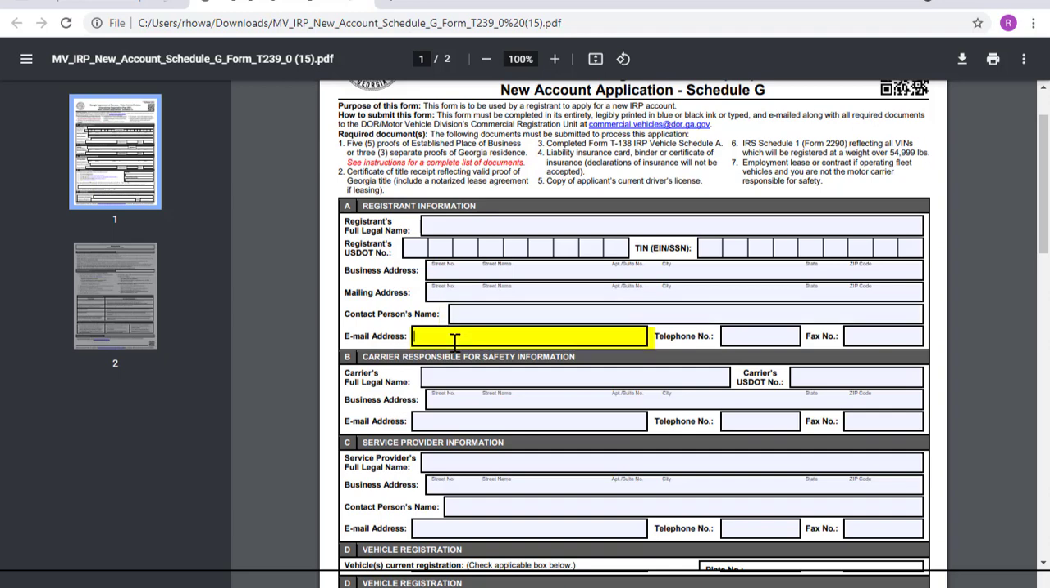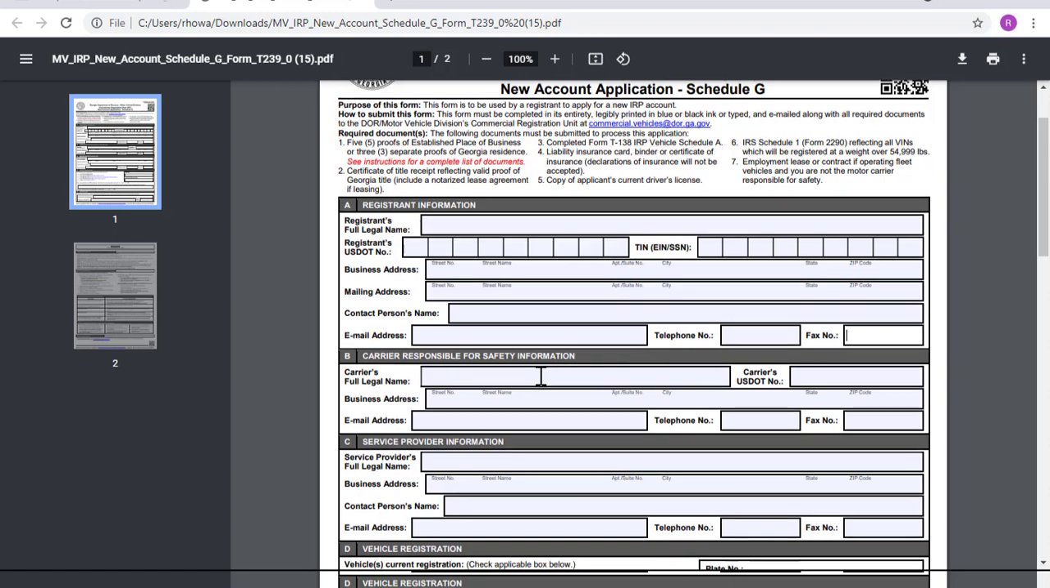Your email address, because this is very important. So watch out for typos here. This is where they're going to communicate with you. This is where they're going to tell you you're approved. This is where they're going to tell you, oh, nope, we forgot something. You're missing your form 2290. Where's your form 2290? They're going to do that at this email address here. So you want to make sure that that email address is legit. Your telephone number here. And if you have a fax number, if you don't, you can leave that blank.